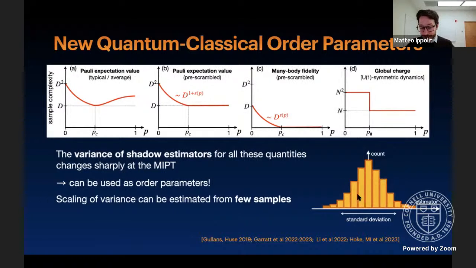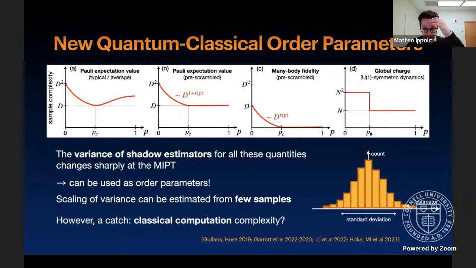However, actually estimating the variance itself is straightforward. You just need order 1 data points, and you get some pretty good estimate of the variance. So that variance itself can actually serve as one of these quantum classical order parameters for the phase transition.